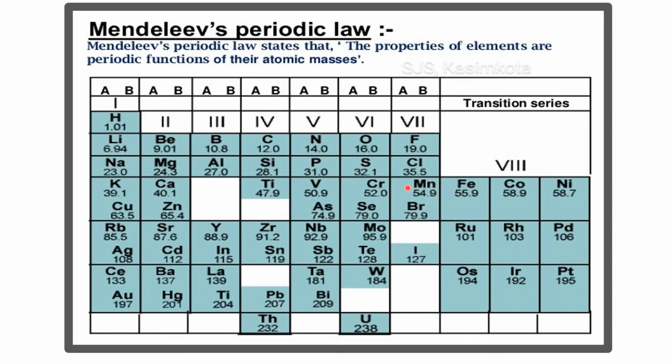Then next is about periods. Periods are the horizontal rows. So here 7 rows are present in Mendeleev's periodic table: first period, second period starting with lithium, third period, fourth period, fifth period, sixth period, and then seventh period. So in Mendeleev's periodic table there are 7 periods and 8 groups, and the groups from 1 to 7 are subdivided into two subgroups A and B, and periods are 1 to 7.